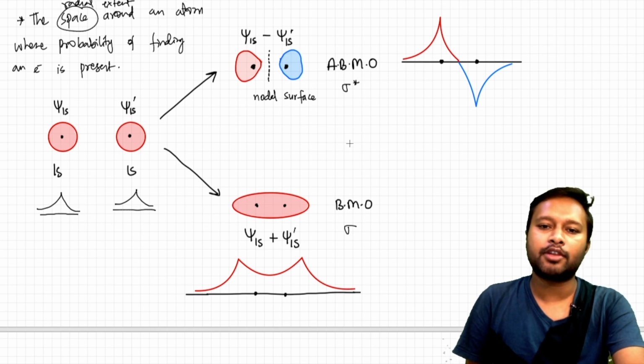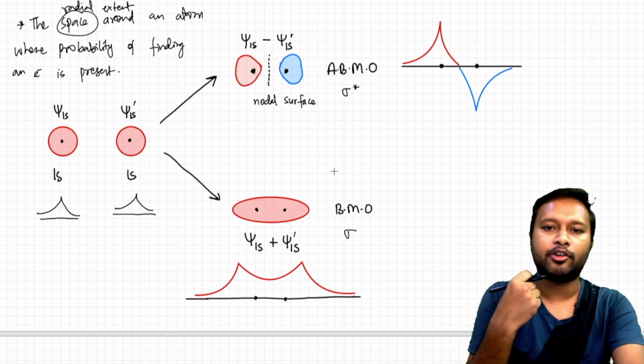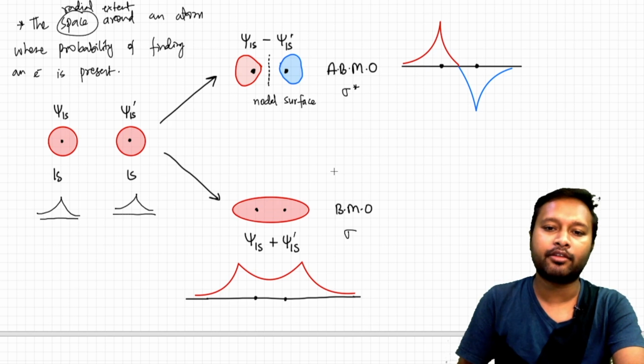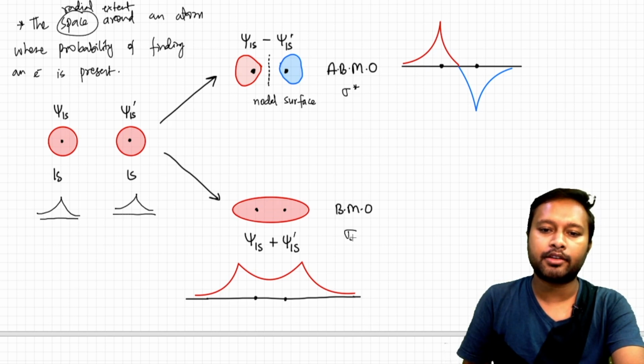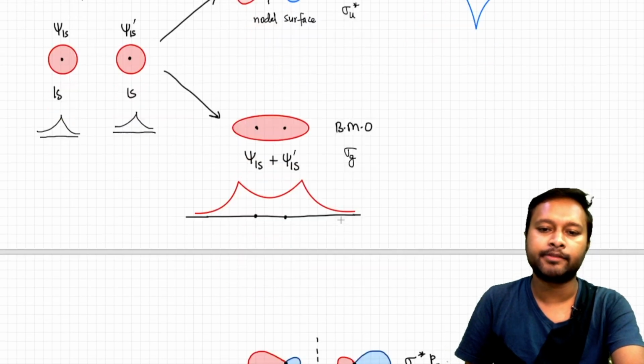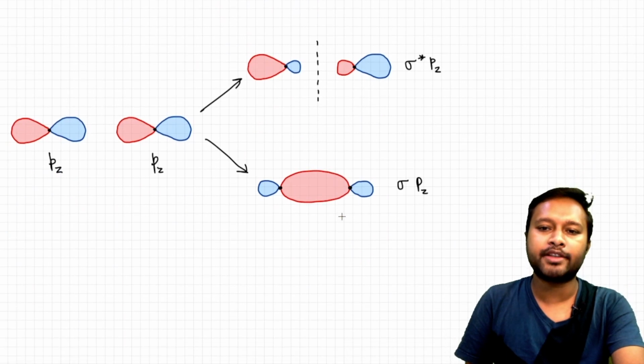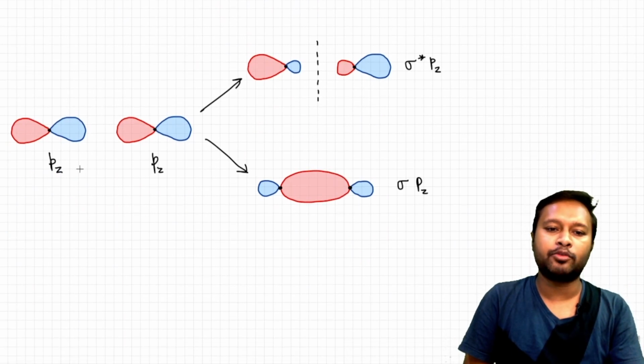If I write down the parity, or the symmetry, of these orbitals, the sigma bonding orbital has gerade parity, and the sigma anti-bonding orbital has ungerade parity, because there is no inversion center here, whereas here you have an inversion center. Now talking about your pz orbitals, here again these are two pz orbitals.